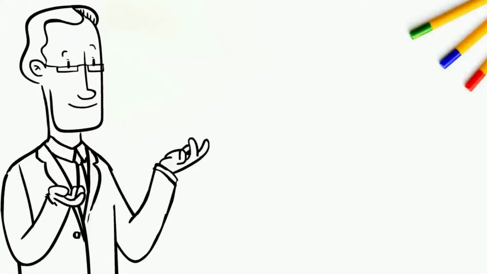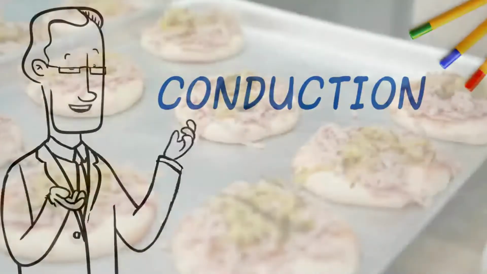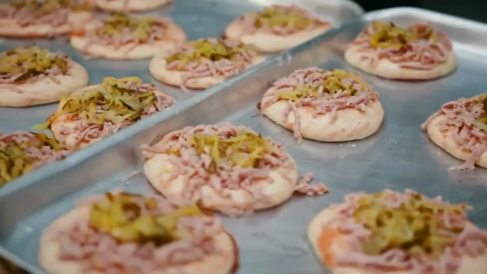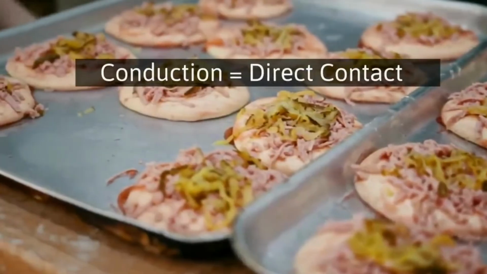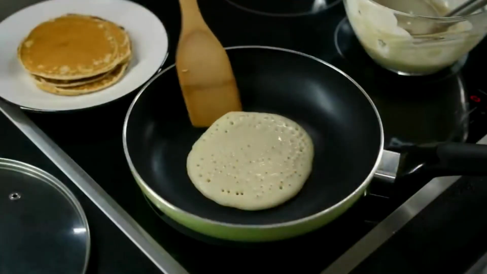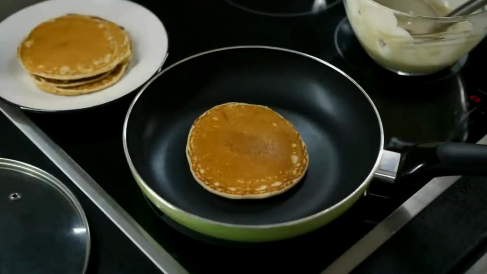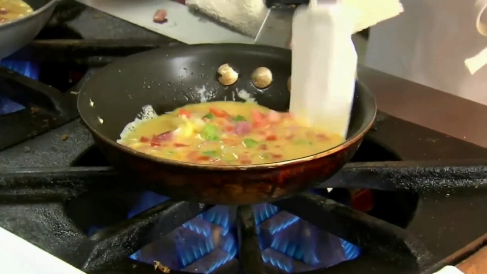Conduction is a process in which the transfer of heat takes place between objects by direct contact. It is most often associated with solids. The key to conduction is direct contact. The heat of the pan is transferred to the mini pizzas. The energy of the frying pan is transferred to the eggs. Notice that they are in direct contact.